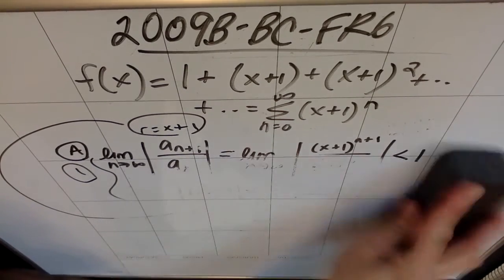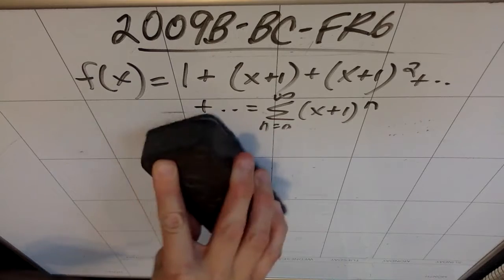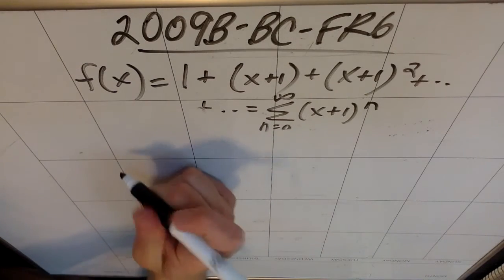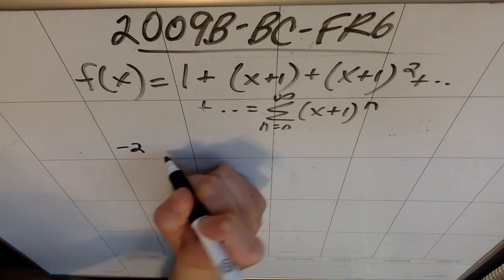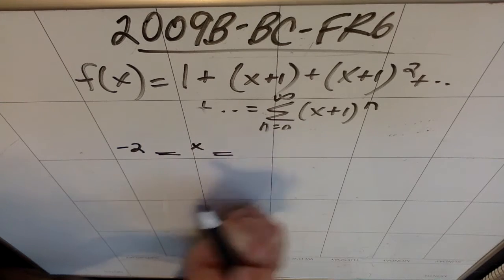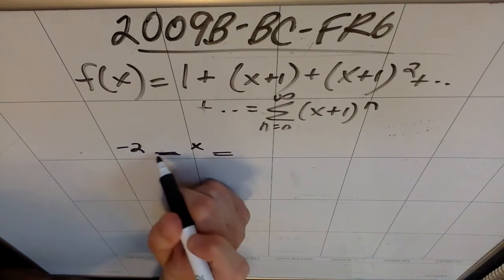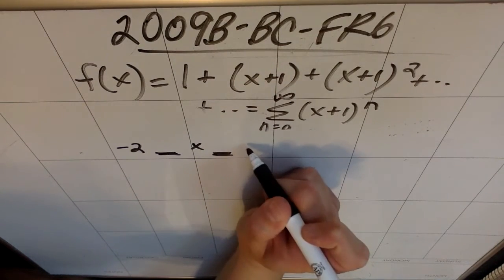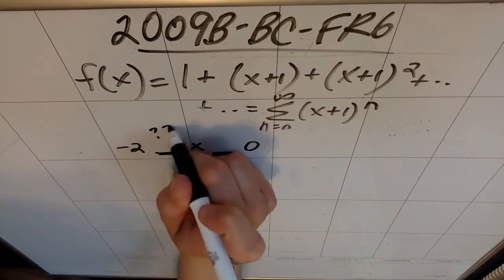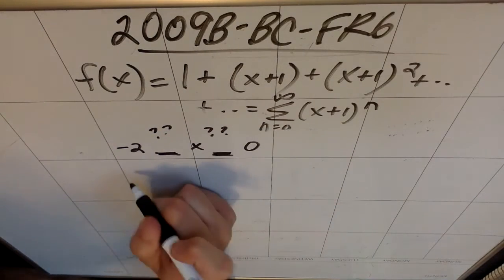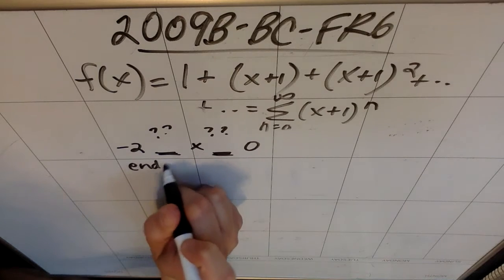So what I'm going to do is test and see what happens if I plug in -2 and 0. So I know my interval is -2 something, right? It's either a less than, or it's a less than or equal to. Same thing here, it's either a less than or equal to. The question is, are these equal to or not, right? So what I'm going to do is check my endpoints.